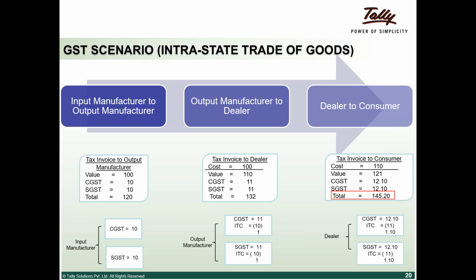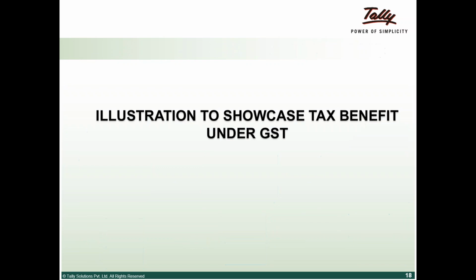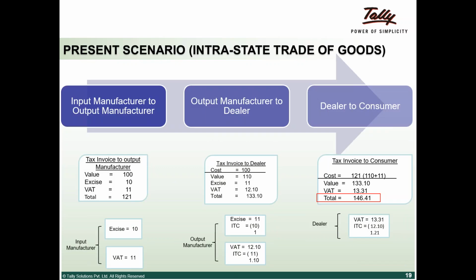We were talking about some examples: an input manufacturer sells to an output manufacturer. This is in the present scenario. Basically, he sells a product of 100, paying an excise duty of 10. VAT of 10% is again applied on excise duty and value, so the VAT payable is 11. So in total he is raising a tax invoice to the output manufacturer at 121.